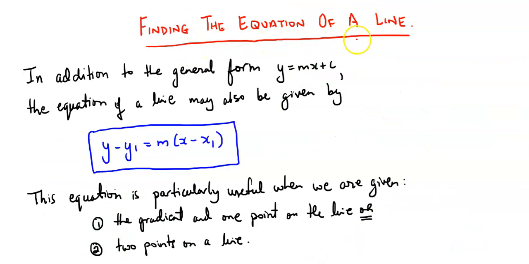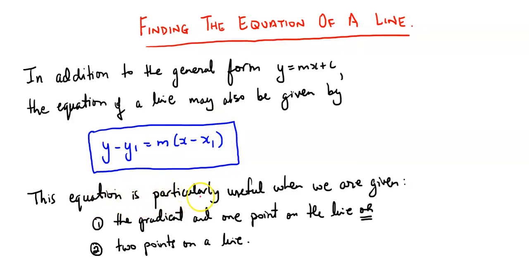Finding the equation of a line. In addition to the general form, y equals mx plus c, the equation of a line may also be given by y minus y1 equals m times x minus x1.